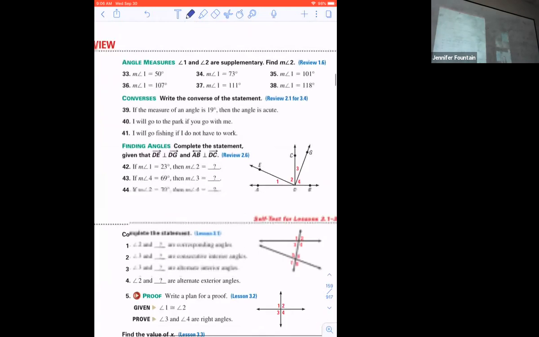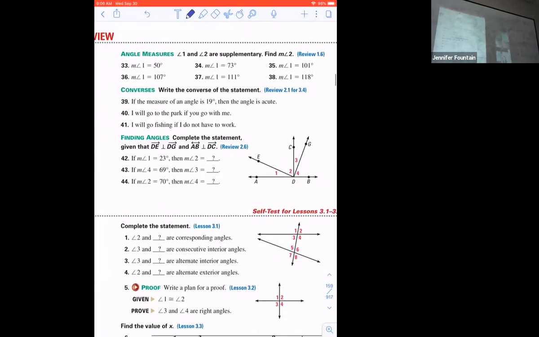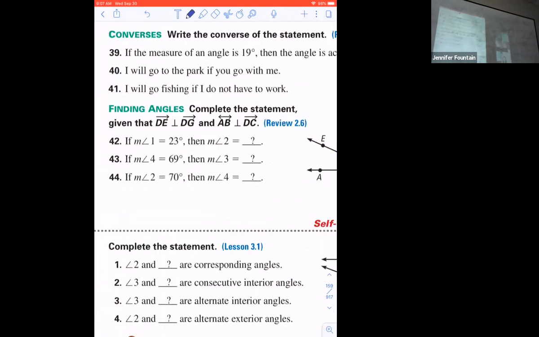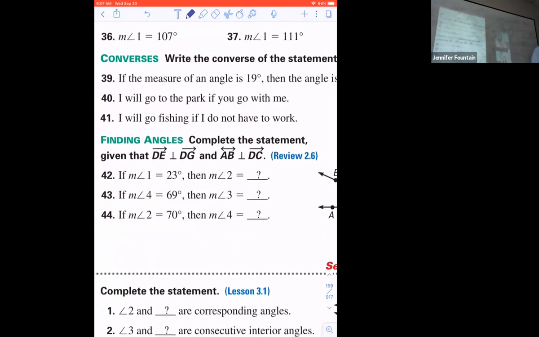All right, so now number 40, write the converse of the statement. I will go to the park if you go with me. So think about if-then. If you go with me, then I will go to the park. If you go with me, then I'll go to the park is what we're starting with, right? That's our beginning statement. So what is the converse of that? If I go to the park, then you'll go with me. If I go to the park, then you'll go with me. Good.